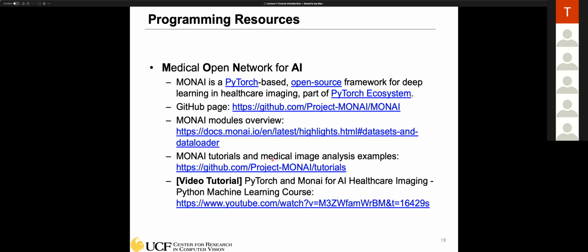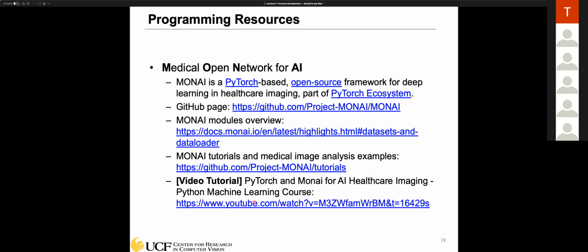Okay, and they also have some tutorials with medical image analysis examples, for example, classification and MRI segmentation. Those are working examples. They can help you, step by step, learn how you are able to do medical image segmentation, for example. Okay.